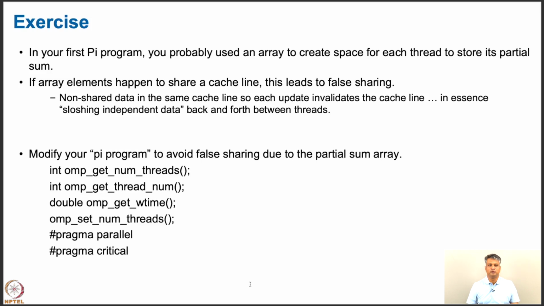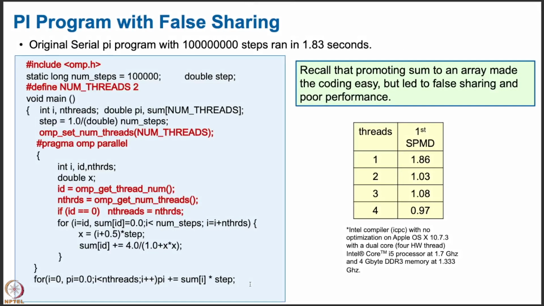So we can now modify the Pi program using all these OpenMP functions like omp_get_num_threads, omp_get_thread_num, get time, set the number of threads, parallel and critical section. A modified code would look something like this. This is the initial code which has the false sharing, if you recall, and this is the timing that we got. So we are now going to modify this program in such a manner that we are able to use the critical statements.